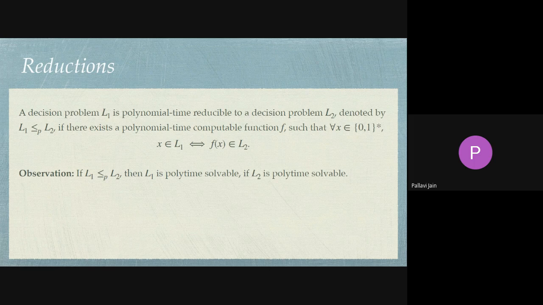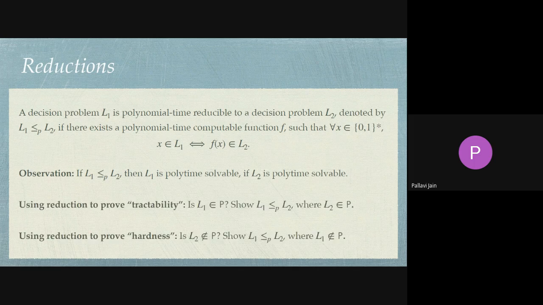So I was saying that if L2 is polynomial time solvable, then so is L1. Is this clear to everyone? Because what you can do for L1 is take its input x, reduce it to L2, and then solve L2. That way L1 is also polynomial time solvable.